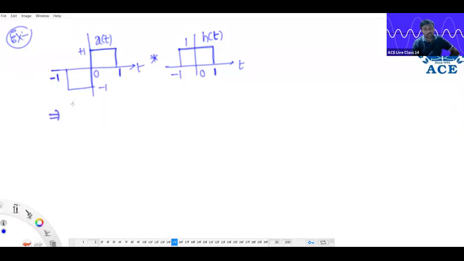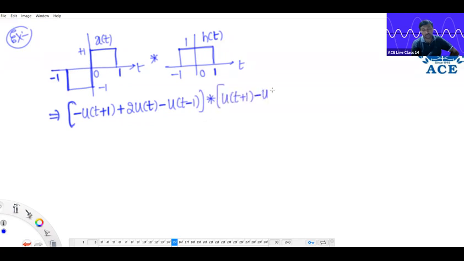How to write the mathematical expression of the first signal in terms of step functions? At -1 negative jump means minus u(t+1). At 0 positive jump raised by 2 units, 2u(t). At t equals 1 negative jump, minus u(t-1). That is convolved with u(t+1) minus u(t-1).